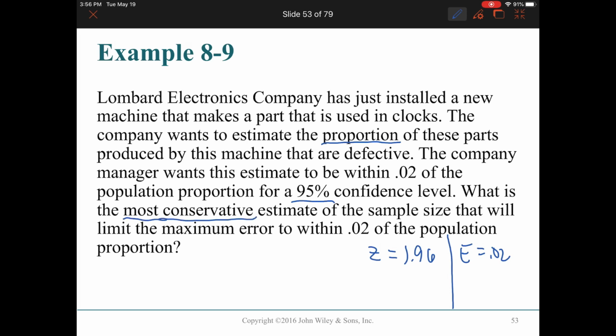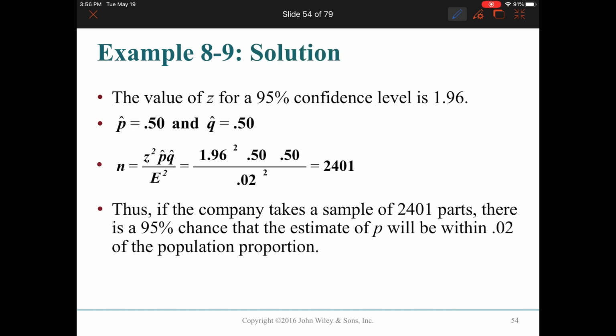What's the most conservative estimate of the sample size that would limit the maximum error to be within 0.02 of the population proportion? So when they say most conservative, it has nothing to do with politics. It has to do with math, and it has to do with the 50-50 deal. That's going to maximize the N, so it means that P and Q are 0.5, or P hat, Q hat if you wish. And so we have P hat 0.5, Q hat 0.5, and now we use the formula.